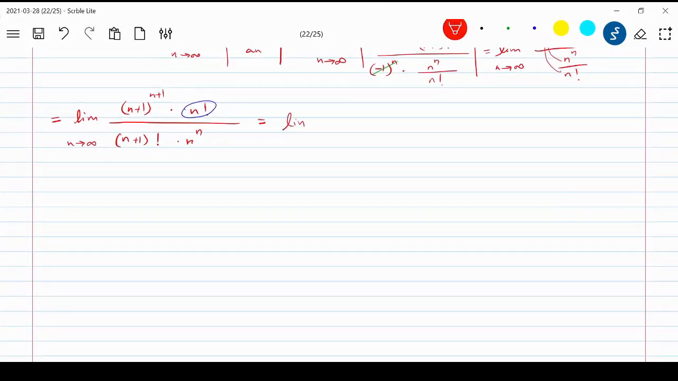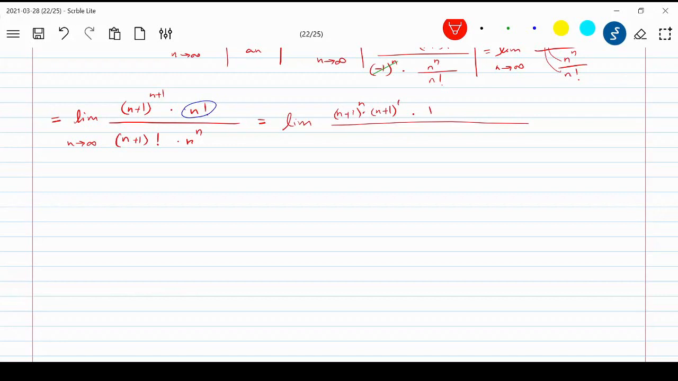Okay, limit, (n plus 1)^(n plus 1), I'm going to write it this way. (n plus 1)^n multiplied by another n plus 1. This is (n plus 1)^(n plus 1). When you multiply them, you add the exponents. And I will tell you why I wrote it this way, just so I can simplify later.